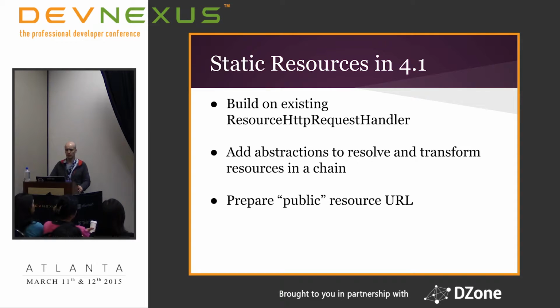What we've done in 4.0 is we've expanded that with abstractions to do generic resolution and transformation of resources. An example of that might be taking a LESS file, transforming it into a CSS file as the request comes in. And as part of that, you also need to prepare a public resource URL. So when you're about to render a link to a JavaScript file or a CSS file, you need to decide what that link should look like, because it's not necessarily the same as the path.